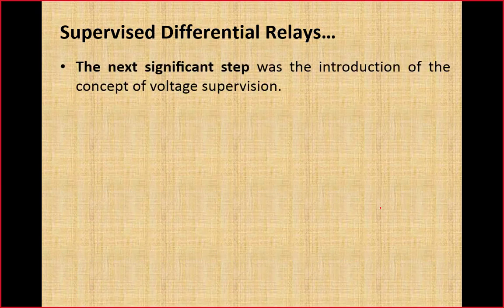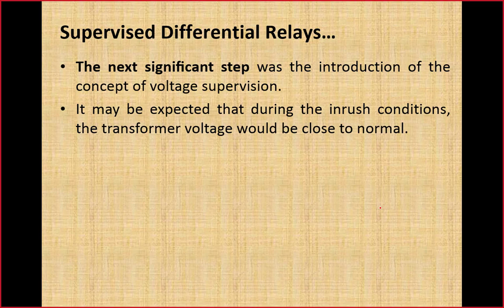The next significant step was the introduction of the concept of voltage supervision. So this is the next step performed in order to avoid the operation of the differential relay. It may be expected that during the inrush condition, the voltage will remain equal to the nominal value when the transformer is energized. But when a fault occurs, there will be a reduction in voltage. There will be a dip in voltage. So based upon this difference in the voltage during inrush current and during the fault condition, we may block the operation of the differential relay based upon this voltage value.